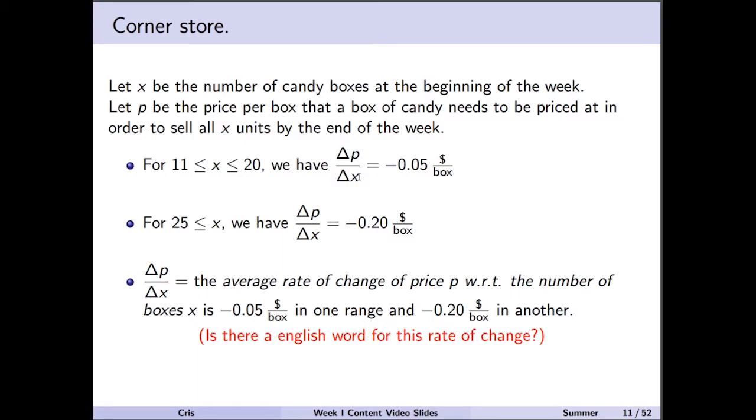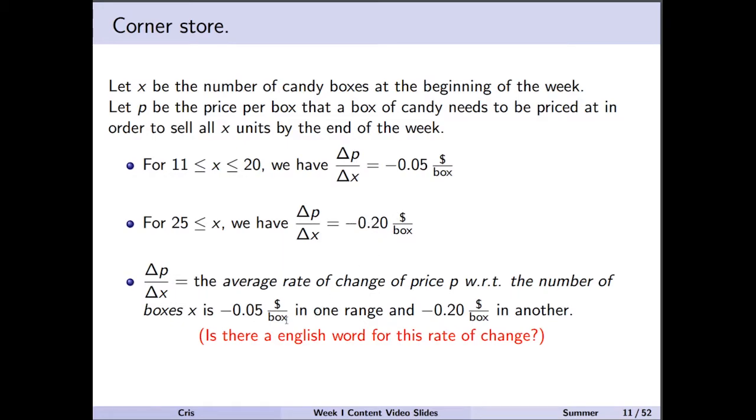Notice that you can always match up the units here. The unit of price is dollars, the unit of X is box, and so the units of the average change in price with respect to units is dollars per box. And then once you get past 25 boxes, the rate of change of the price with respect to the number of boxes is even lower. It's minus 20 cents per box.